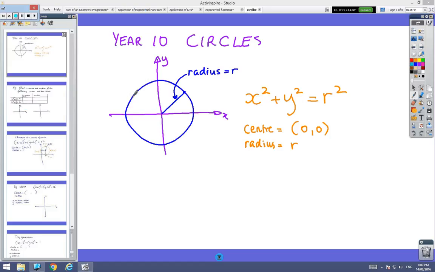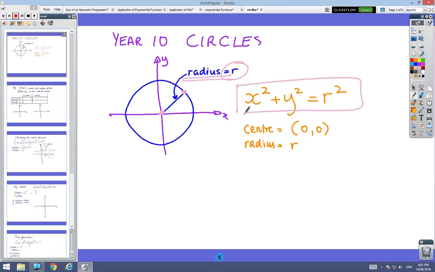Okay, so we're looking at the next sort of special function, which are circles. What I've got is a circle in blue, and the line from the center to the outside is called the radius, and I'm going to just call it the letter r. The formula for a circle is x squared plus y squared equals r squared. Anytime you have that relationship, you've got a circle. Now the center is going to be at 0, 0, and the radius is r.